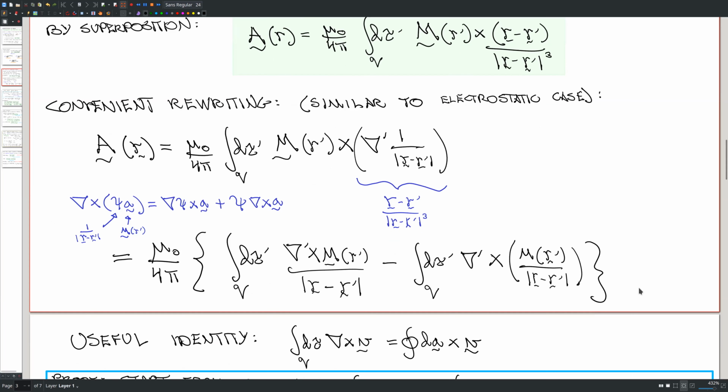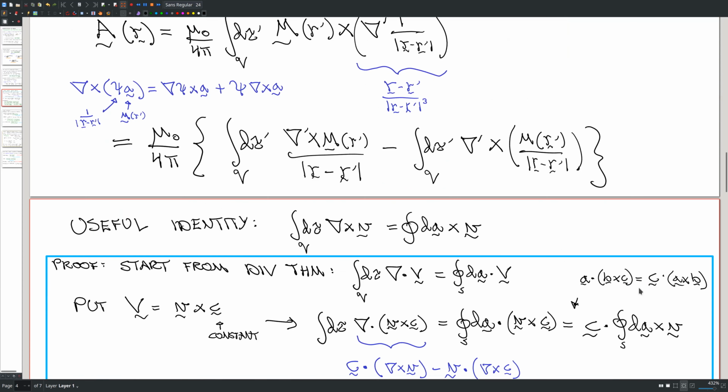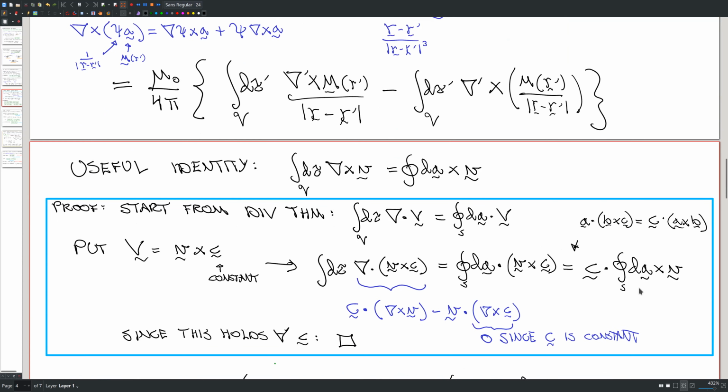Well, we have to make use of a little identity that actually comes more or less freely from the divergence theorem. So once again, I emphasize this is for your information. This is not really stuff that I want you to know by heart. This is just an identity that comes in the derivation of this interesting equation that we're about to get to. So what does this say?